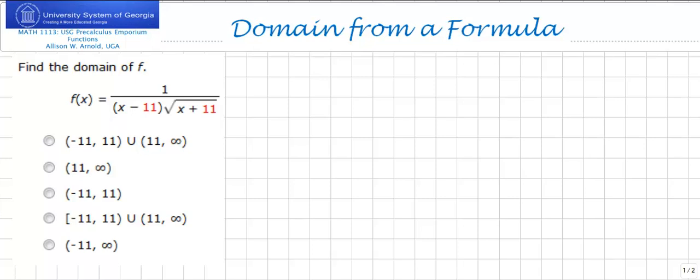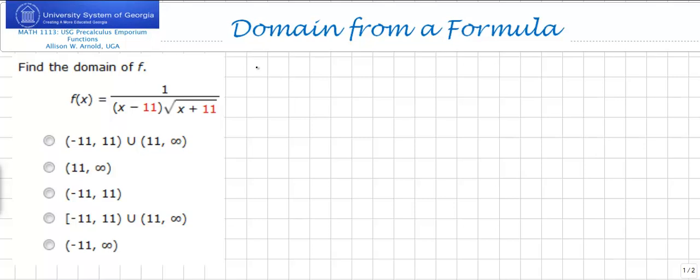Let's look at another example, given a formula finding the domain of the function. This function is f of x equals 1 divided by the quantity x minus 11 times the square root of x plus 11. And there are a couple of things that we should notice right away.